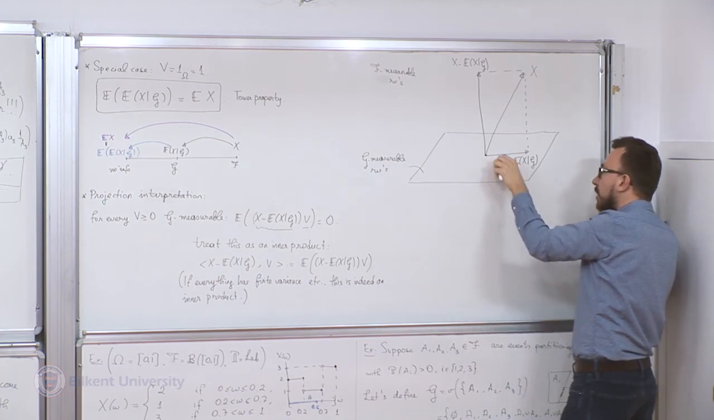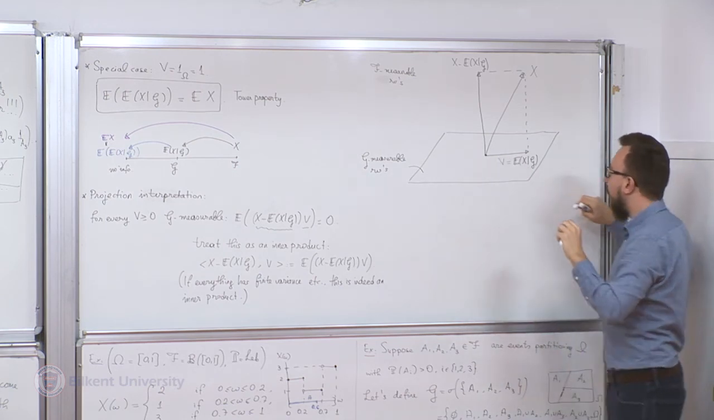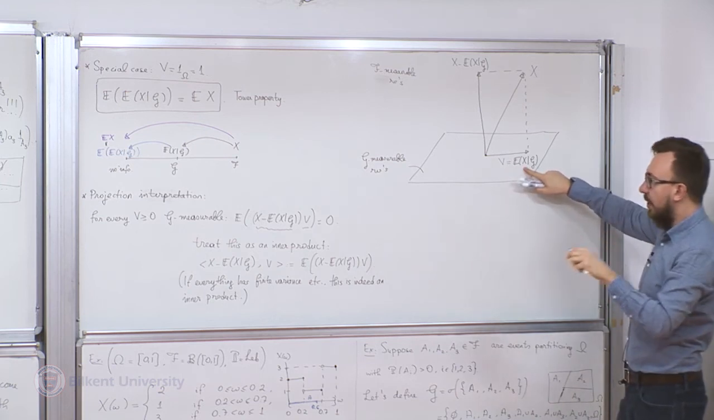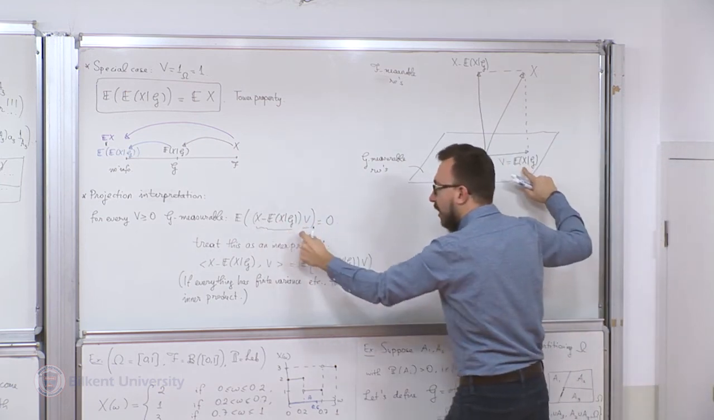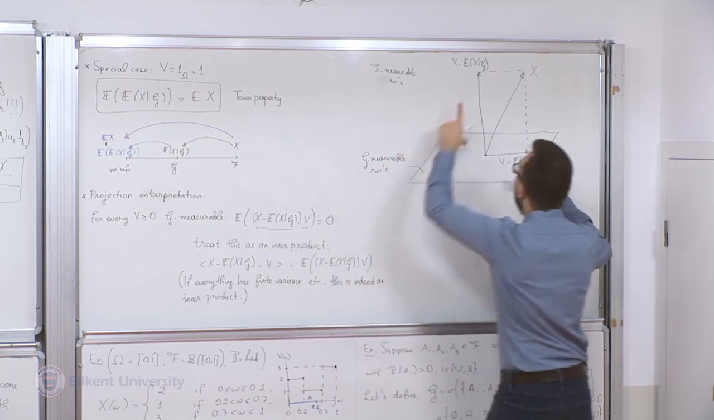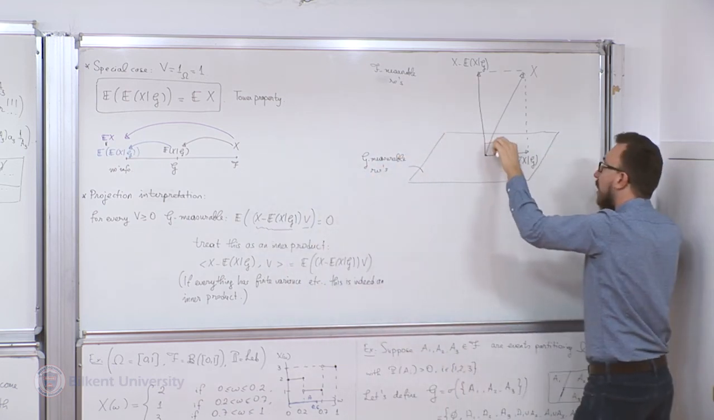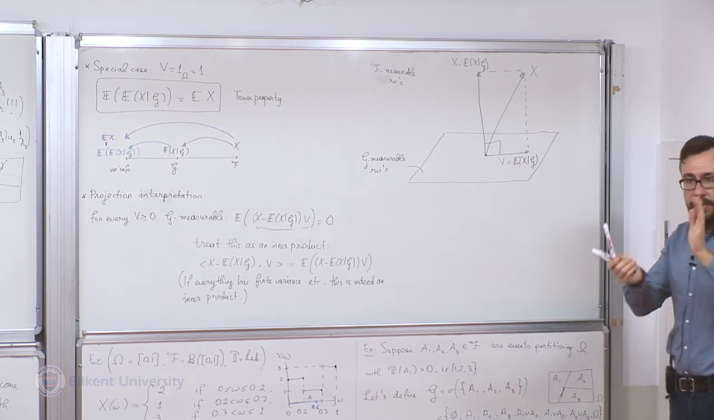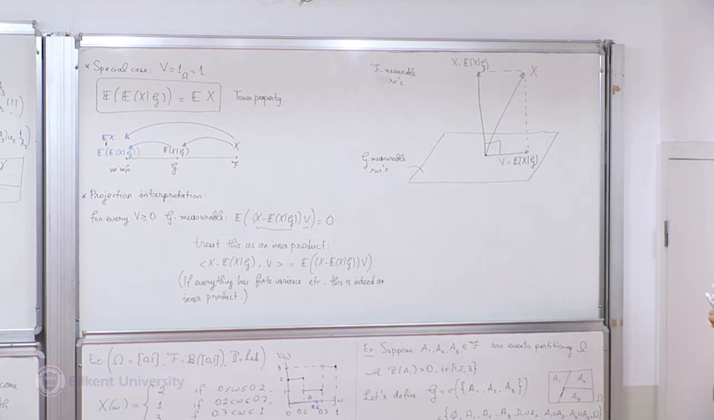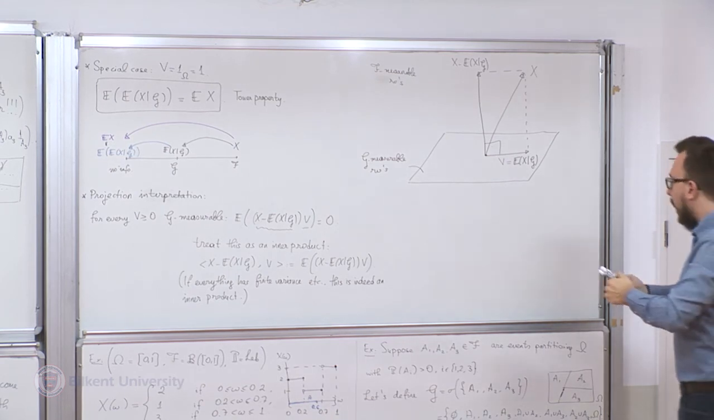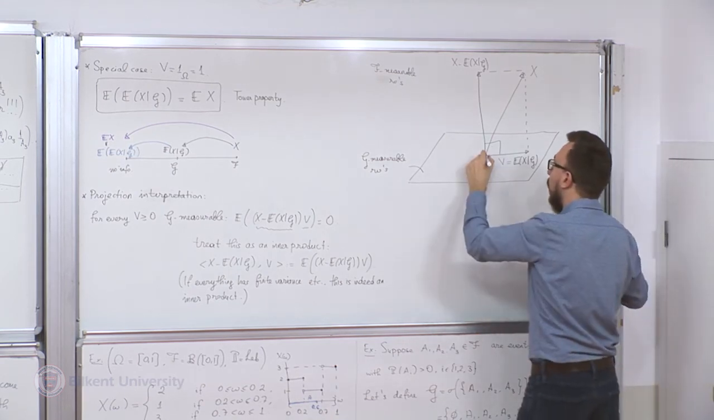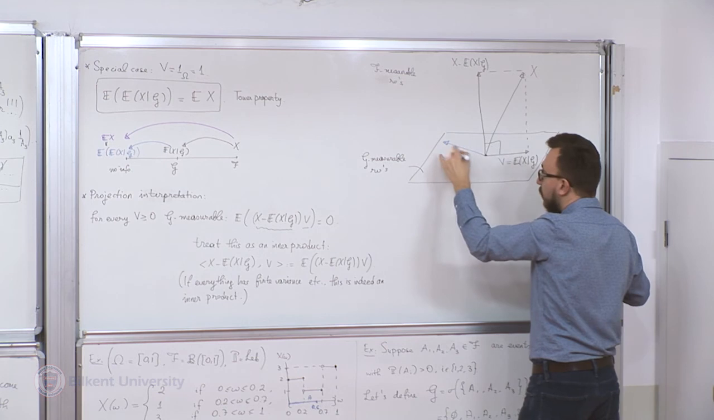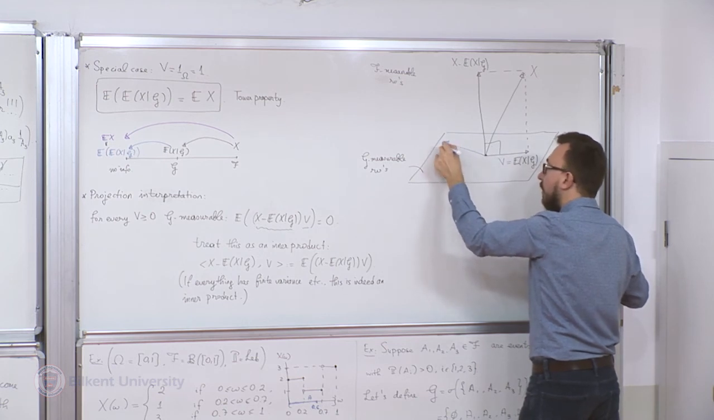Since this is G measurable, you can just take V equals expected value of x given G here and get the orthogonality of this and that, like a right angle. Take some other v on this plane, okay? Let's say v tilde.